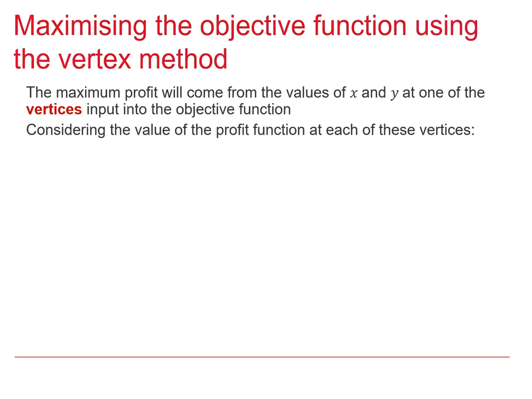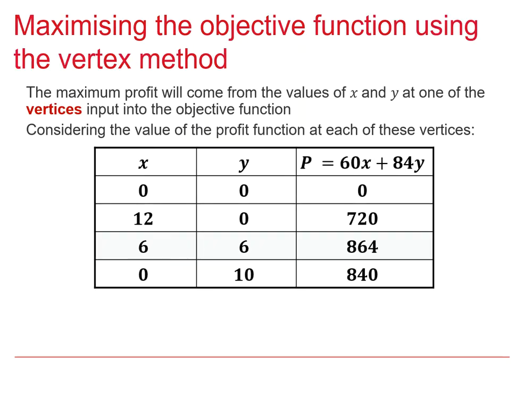So we're going to be looking at the value at each of the vertices, and here we can see the calculation that has been done. So the objective function was 60x plus 84y. So for each of those 4 pairs of coordinates we put those in, and what we can see is that at that point (6, 6), that's when we've got the largest.